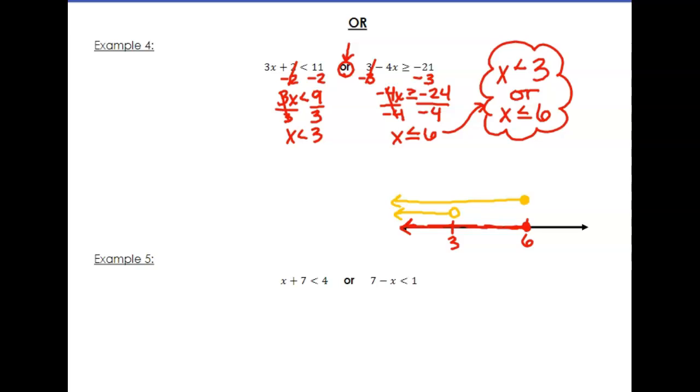For example, if I pick a number like 0, that's less than 3, but 0 is also going to be less than or equal to 6. So any number that's in here is also in here.